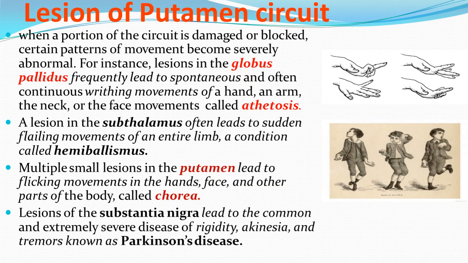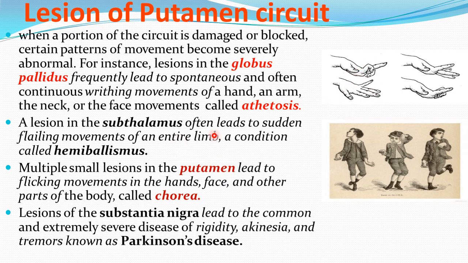What are the disorders that occur when there is a lesion in the putamen circuit? When a portion of the circuit is damaged or blocked, certain patterns of movement become severely abnormal. For example, unwanted movement increases and wanted movement decreases. For instance, a lesion in the globus pallidus frequently leads to spontaneous and often continuous writhing movement of the hand or arm or neck or face, known as athetosis. See, this type of movement in the fingers is known as athetosis.